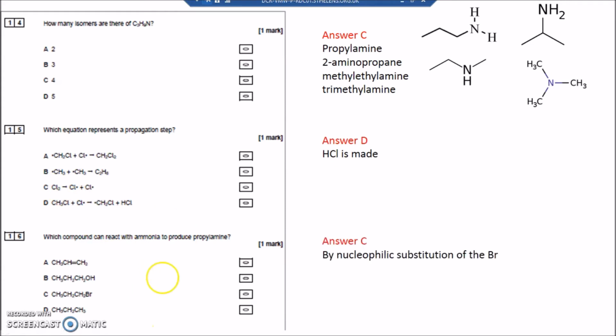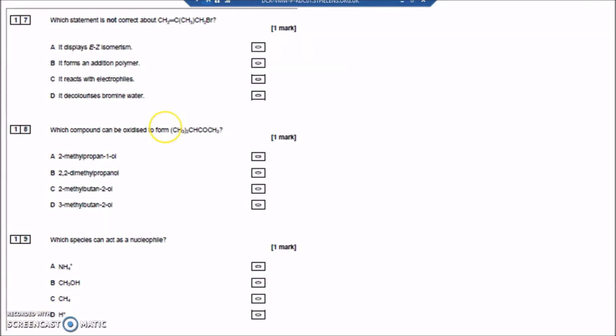Which compound can react with ammonia to produce propylamine? The answer is obviously C, because ammonia is a nucleophile, a lone pair donor, and it will replace the Br on 1-bromopropane by nucleophilic substitution.